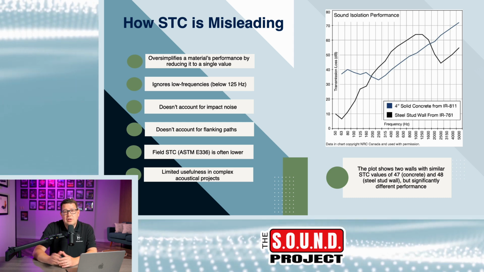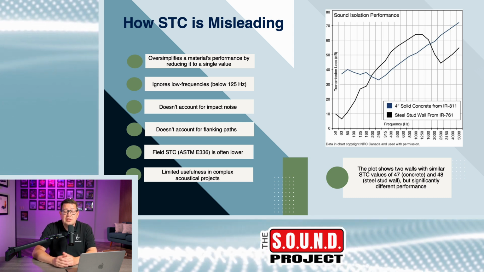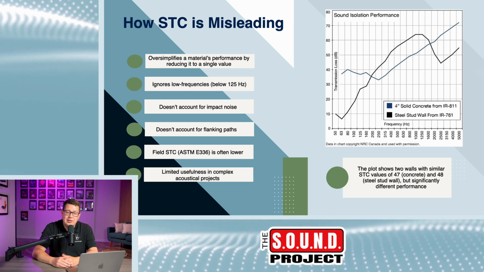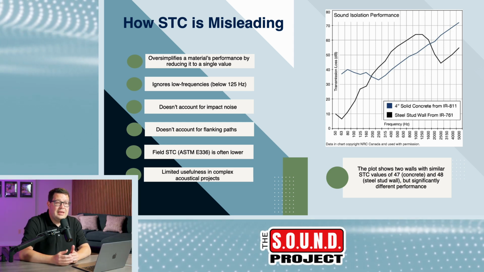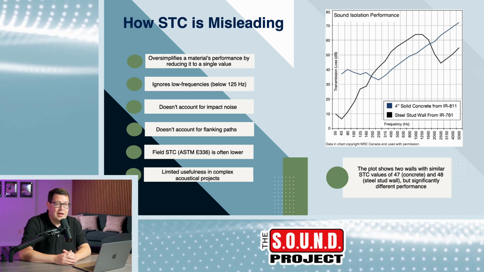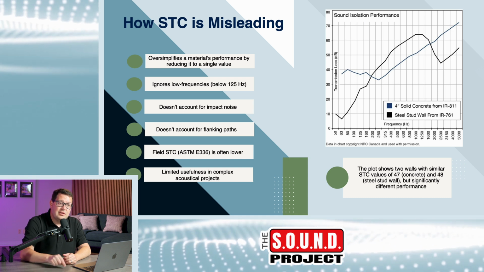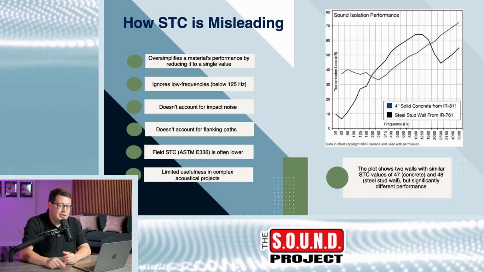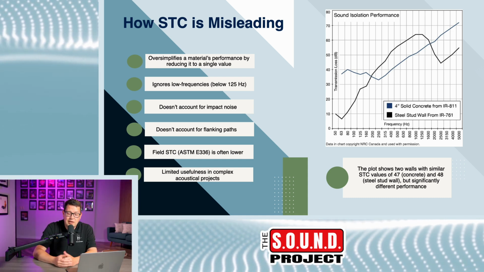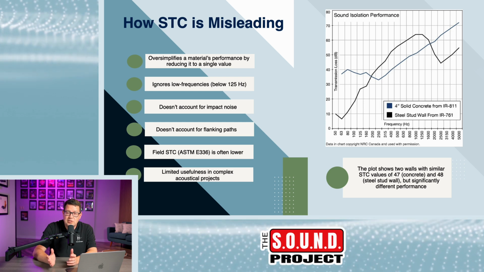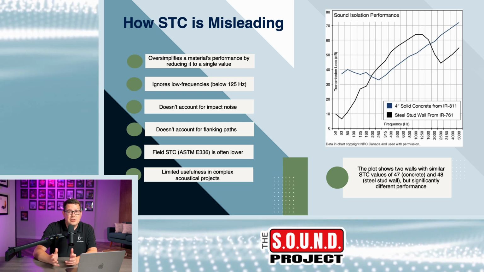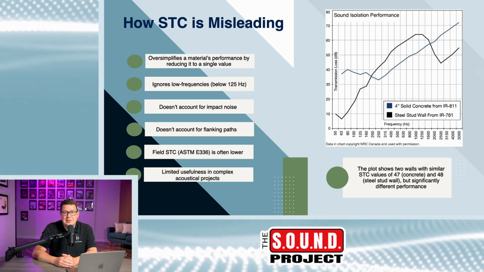But if all you were looking at was STC and trying to select which wall you would go with, you'd pick the steel stud wall all day because it has 1 point higher than the concrete wall. But if you dig deeper and look at the transmission loss values, you can clearly see that the concrete wall blocks way more energy in the low frequency range, and if that's what you're trying to target, it would be a better choice in this situation.